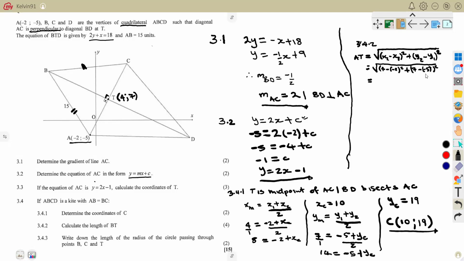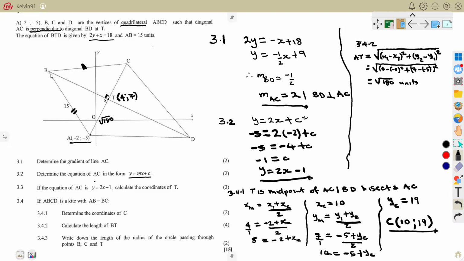So if we check here, it's going to be 36 or 6 squared. If you check there, it's going to be 144 for 12 squared. So it means it's root 180. Then root 180 can be written as 6 root 5, the simplest surd form. Or let's leave it as root 180. So this is equal to the square root of 180 units.